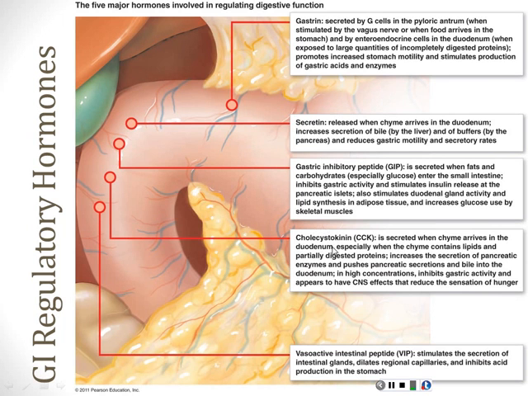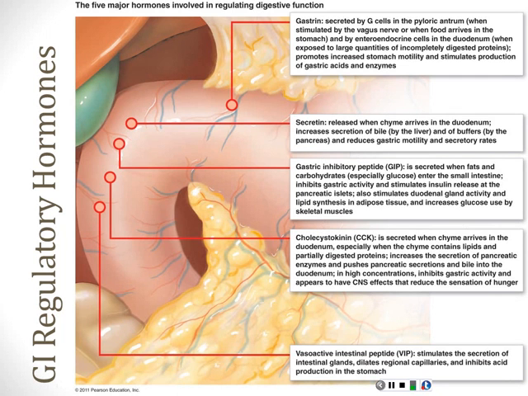CCK, cholecystokinin. I always think of this as the fat hormone. In other words, whenever there's lipids present in the duodenum, in other words, a meal high in fat, so McDonald's, anything practically, CCK is released, and its targets are really two. One is on the liver and the gallbladder, and that is to increase the production of bile.